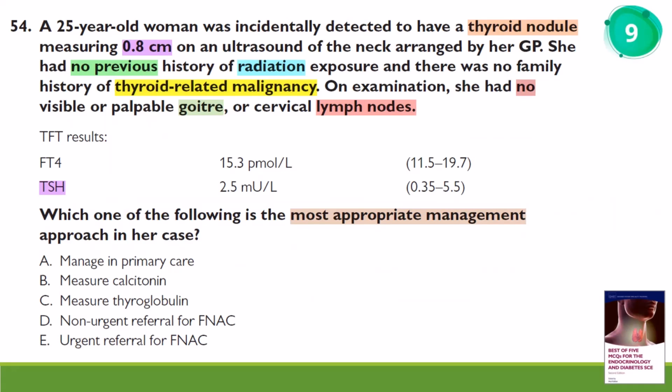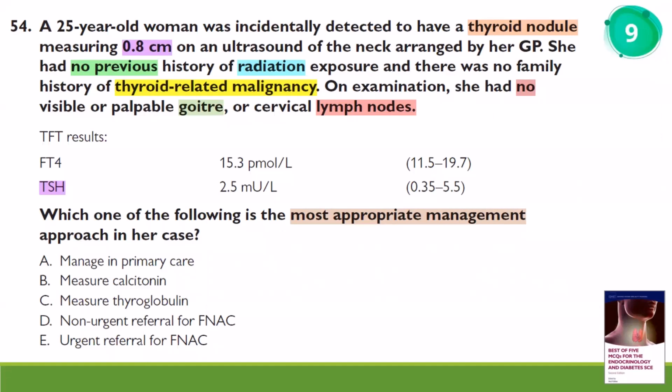A 25-year-old woman was incidentally detected to have a thyroid nodule less than 1 centimeter, 0.8 centimeter, on thyroid sonography. No previous history of neck radiation, no family history of thyroid-related malignancy, no visible or palpable goiter or cervical lymph node. FT4 is normal, TSH is normal. Which one of the following is the most appropriate management approach in her case? Manage in primary care, measure calcitonin, measure thyroglobulin, non-urgent referral to fine needle aspiration cytology, or urgent referral to fine needle aspiration cytology.